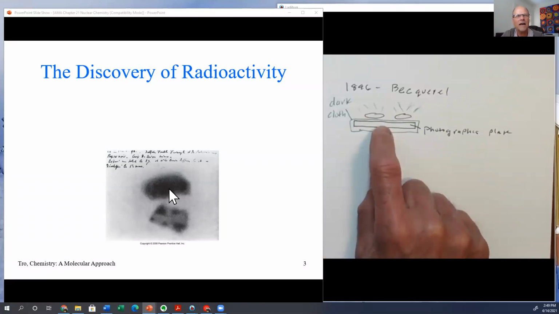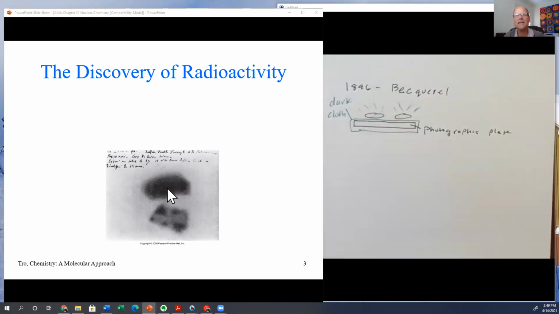And then he said, oh, what the heck? It's been gray for a week. I'm just going to see if the plate is exposed even without the sunlight. In other words, would the plate be exposed even without the crystals phosphorescing? And sure enough, he looked at the plates again, and even without the phosphorescence, they were exposed.